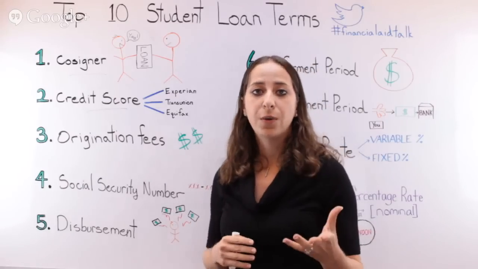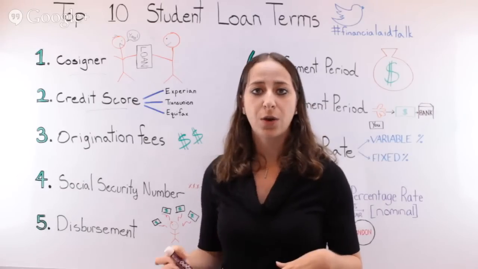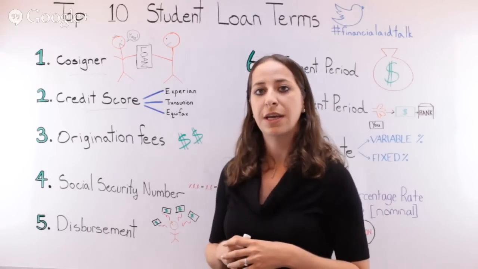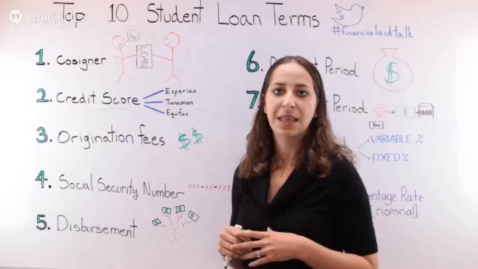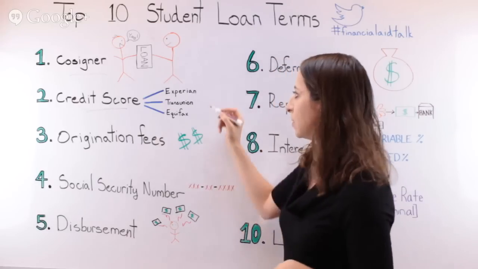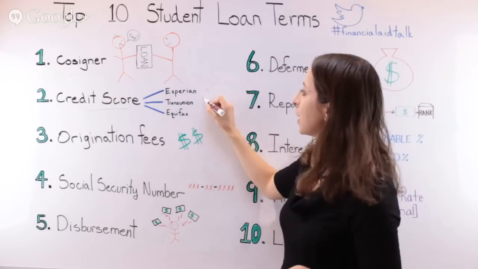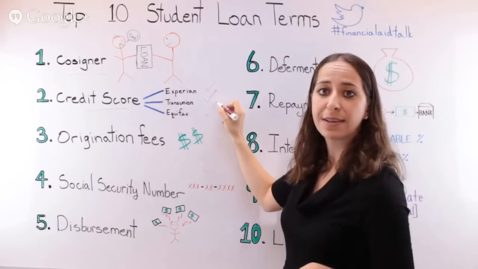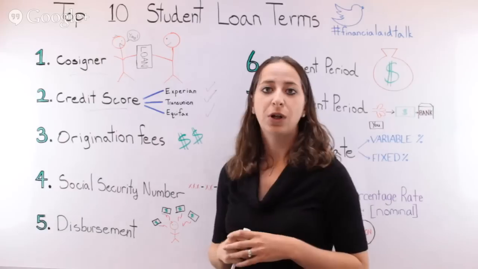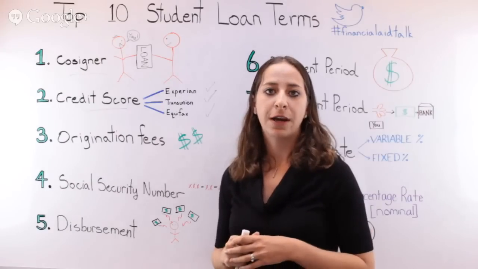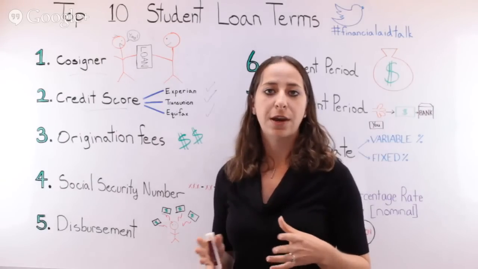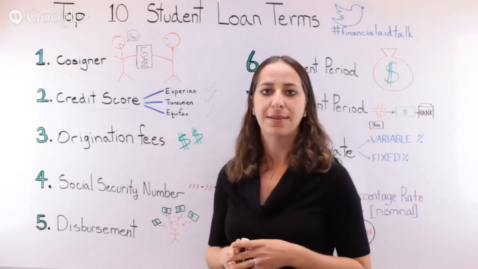Now, if you want to know what your credit score is, or your cosigner wants to know what their credit history is, you can actually get access to that. There are 3 major companies to do that. It's Experian, TransUnion, and Equifax. These 3 companies will allow you to get a free report every year, so you or your cosigner can go in and see what that is.